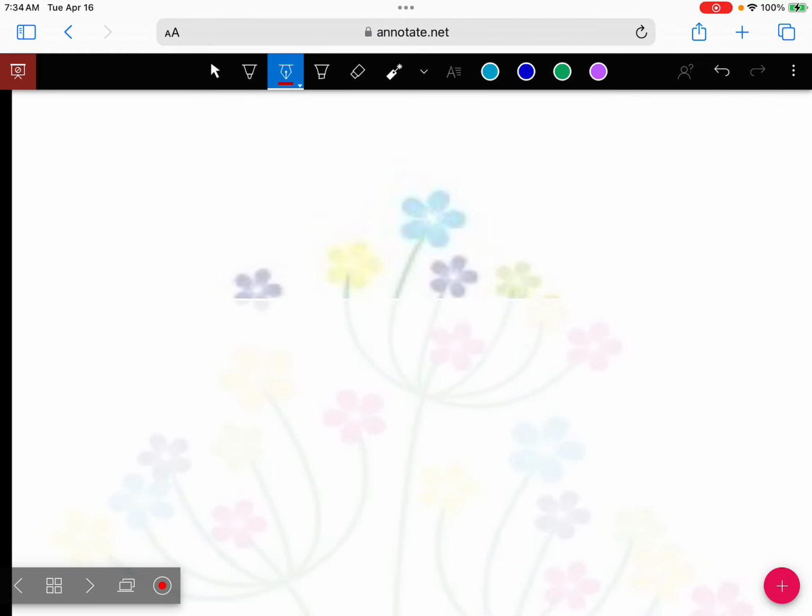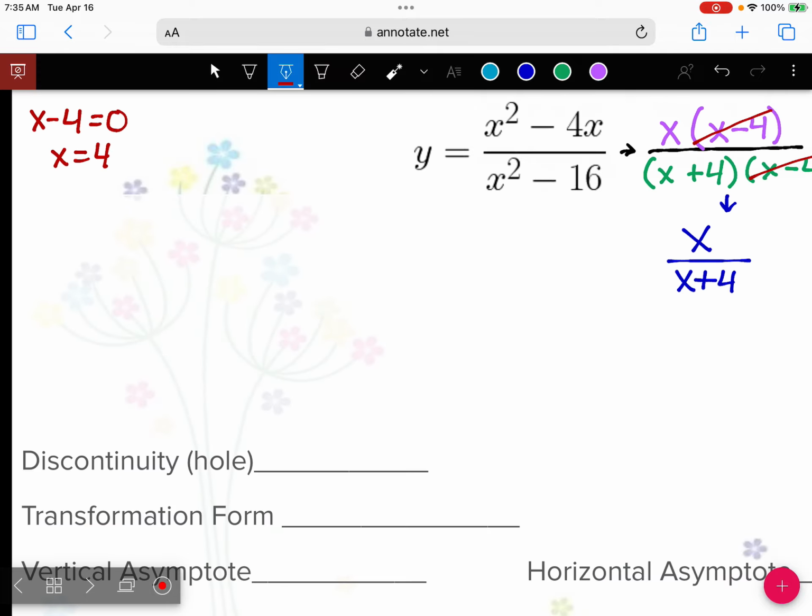So the first thing we're going to do is I'm going all the way to the left over here, and I'm going to take the piece that canceled out, my x minus 4, and we want to know when that equals 0. Because when there's a 0 in my denominator, it causes me problems. When does x minus 4 equal 0? When x equals what? X equals 4. So that tells me the x value for my discontinuity.